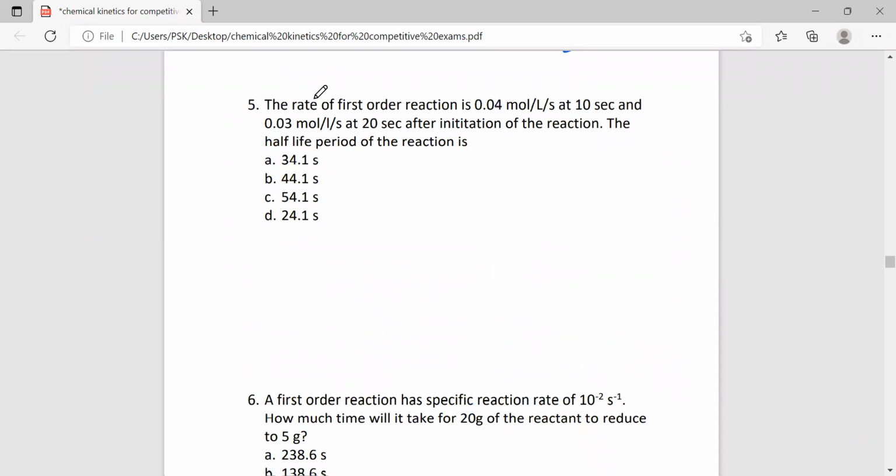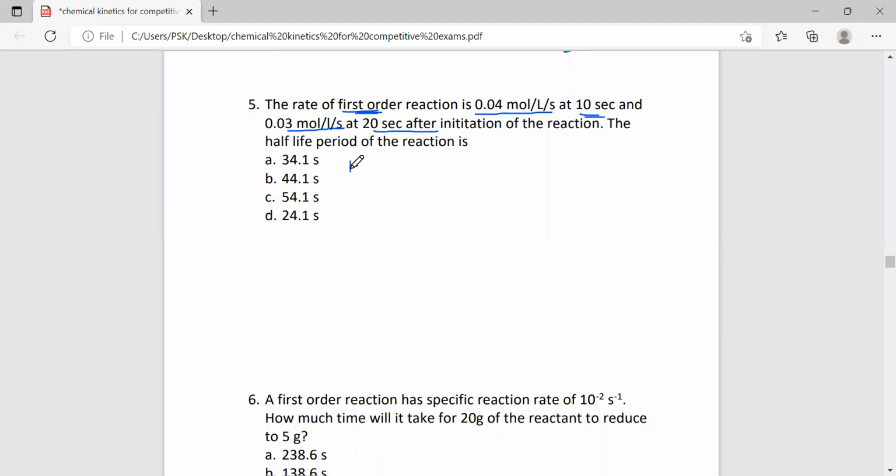Yes, sir. Now the rate of first order reaction is 0.04 mole per liter per second. They've given you the rate at 10 seconds and 0.03 mole per liter after 20 seconds, 20 seconds after initiation of the reaction. The half-life period of the reaction is. They're asking you to find half-life period of the reaction. What will be the half-life period of the reaction? Clearly, they say it is a first-order reaction.